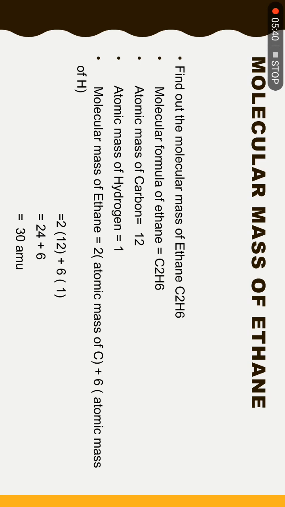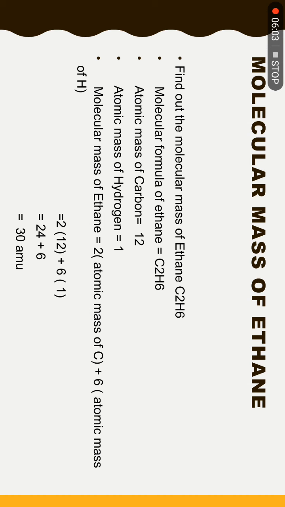Here is another example given for molecular mass of ethane. Ethane has a molecular formula of C2H6. The question is: find out the molecular mass of ethane, C2H6. If you look at the formula, there are 2 carbons and 6 hydrogens present in this compound.